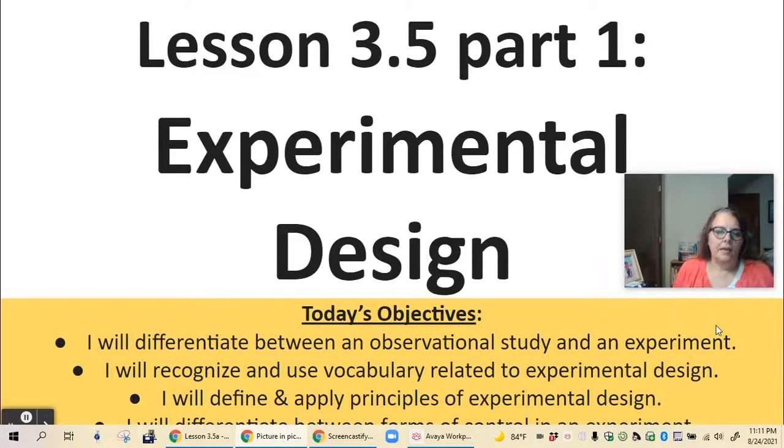Hello. Today we're going to talk about the first part of what we call experimental design. In this lesson, we're going to be able to differentiate between an observational study and an experiment. You'll also be able to recognize and use some vocabulary that relates to experimental designs. And then we're going to define and apply principles of experimental design, and be able to differentiate between forms of control in an experiment.